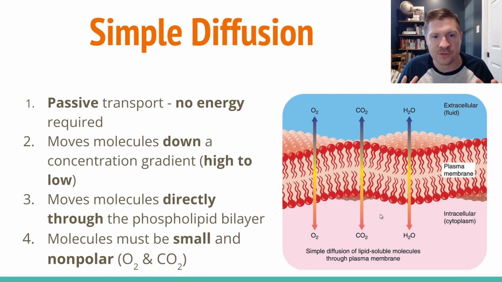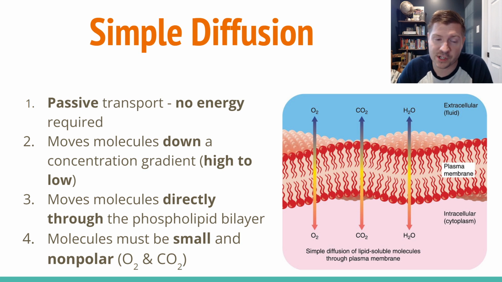Okay, so a breakdown of diffusion. I just said it's a type of passive transport, so you don't need energy. Molecules go down their gradient from where there are a lot to where there are fewer. If we're talking about crossing through the cell membrane, they move directly through. So things like oxygen and carbon dioxide. Usually, to do that, these molecules have to be small and nonpolar.